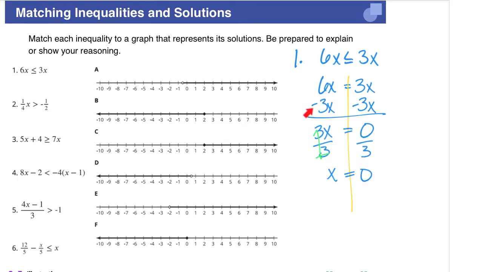Okay, I solved 1 as an equation, and you can follow my work there. I got x equals 0. I'm looking here, the only one that has a dot on 0 is F. I just want to double check that this is true, so I'm going to plug in -1 into my original inequality and make sure it makes it true. When I plug in -1 for x, I end up getting -6 is less than or equal to -3, which, yes, is true. So F matches with number 1.